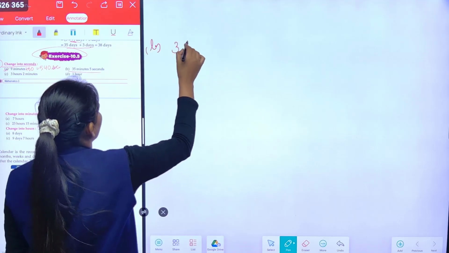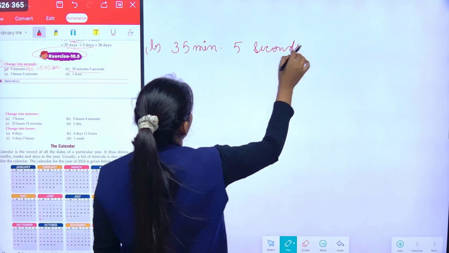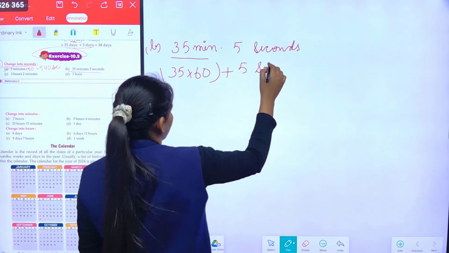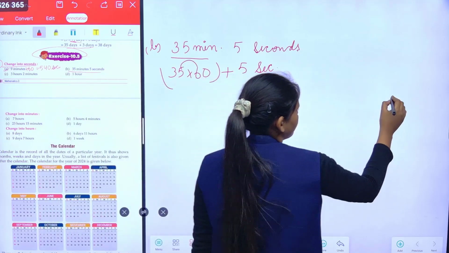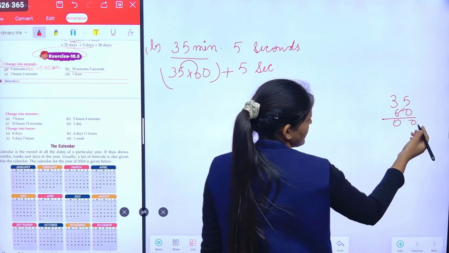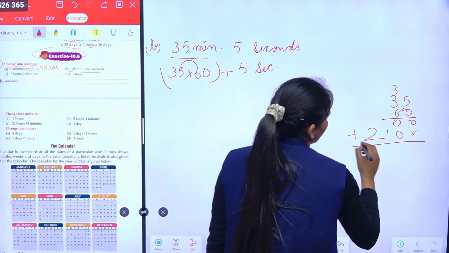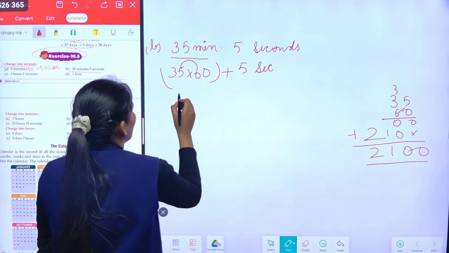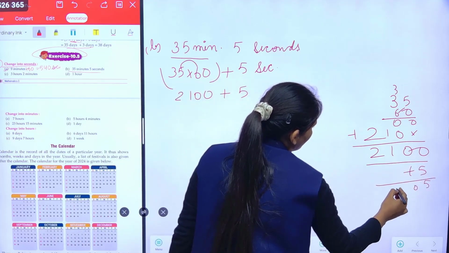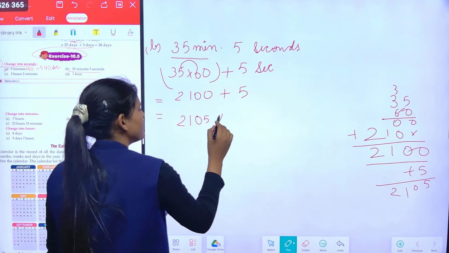Again, B part. 35 minutes 5 seconds. So 35 multiplied by 60 and plus 5 seconds. 35 multiplied by 60: 6 fives are 30, 3 sixes are 18, 18 plus 3 is 21, so 2100. Now 2100 plus 5, so it is 2105 seconds.